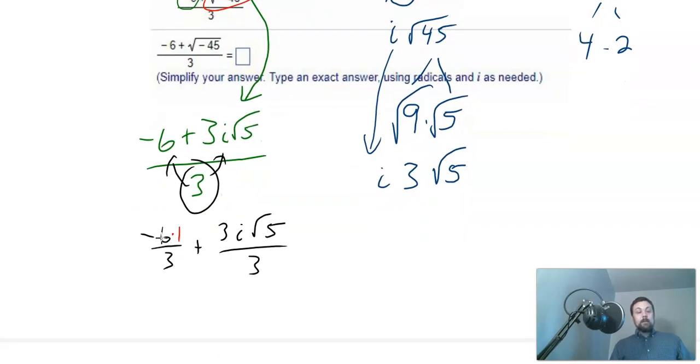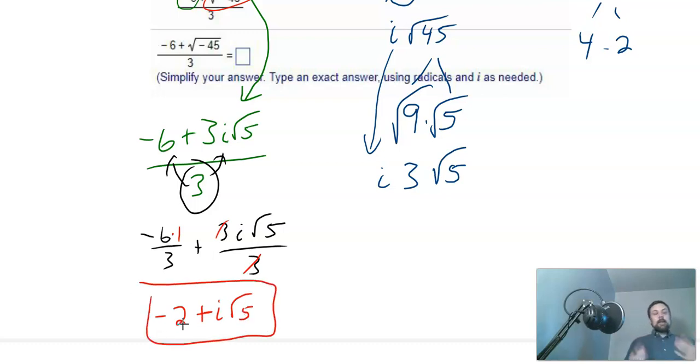And so now we can divide these. Negative 6 divided by 3 is going to be negative 2. Plus here, the 3's cancel each other out, and we get i square root of 5. Right? And so that's how you simplify something like that.